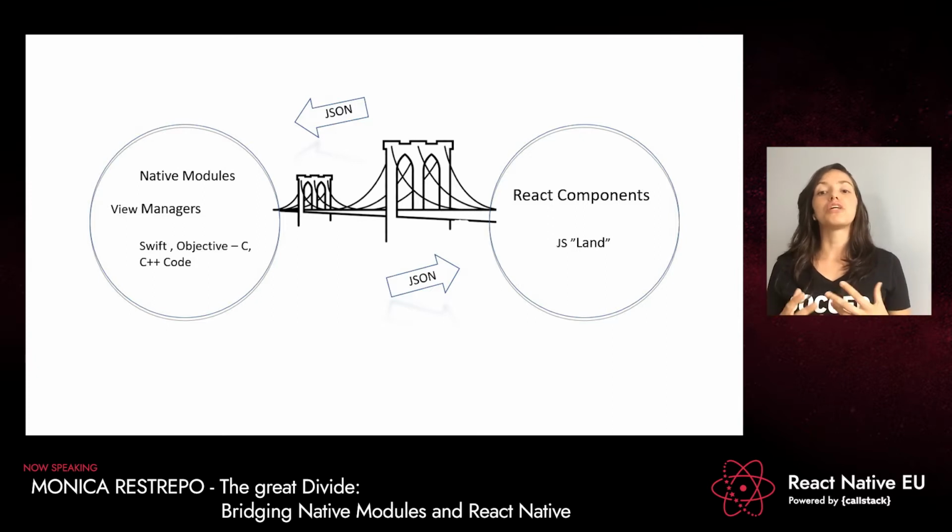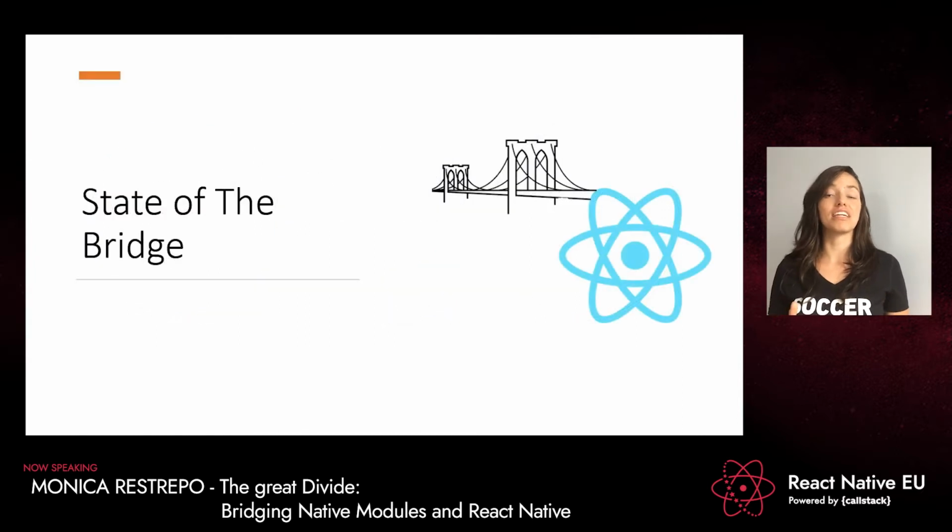This is where the bridge becomes necessary. It allows this communication between those two pieces of your app through asynchronous JSON messages that get batched and sent from one side to the other. It saves us from having to re-implement things in JavaScript.